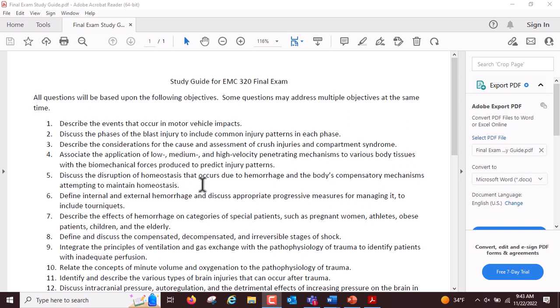Discusses the disruption of homeostasis that occurs due to hemorrhage and the body's compensatory mechanisms attempting to maintain homeostasis. So basically, this question is just wanting you to know how shock happens and what phases it goes through. Shock, bottom line, is inadequate tissue perfusion.